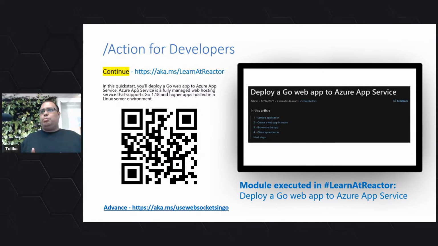So people are here. You can go to that Learn at Reactor link, and you'll get these steps. You can try it out. It's a few steps. Basically, you're going to create a sample app and try to deploy it by yourself and see how exactly you will do it and how you can build and deploy a Go app into Azure App Service. And I've also given an advanced link, which is at the bottom, where you can also use the WebSocket thing, which Tulika just explained.